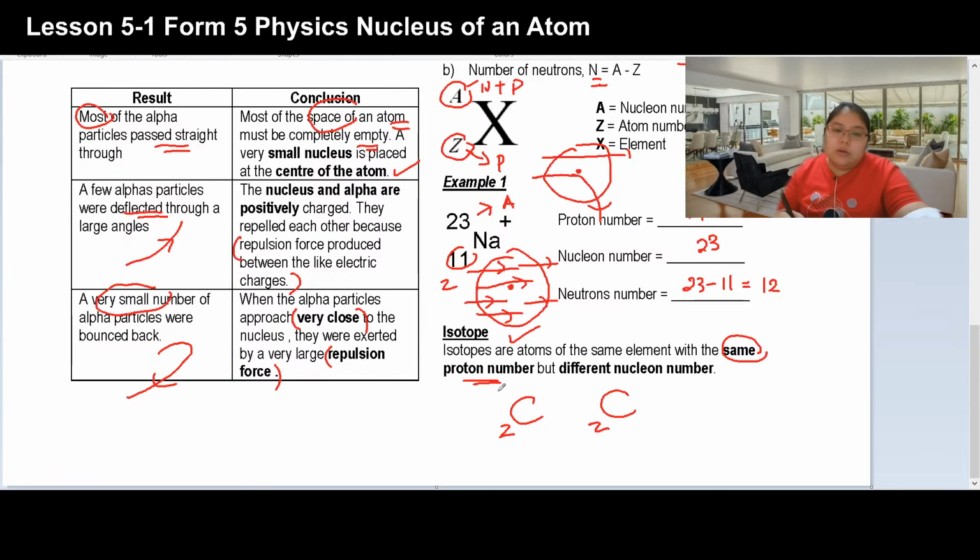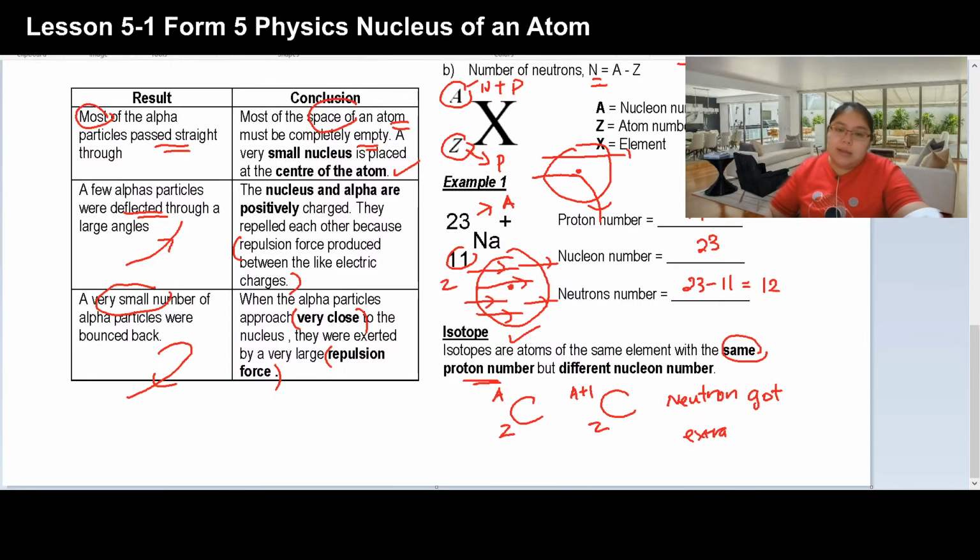Same proton number, different nucleon number. So here maybe is A, this one is the actual one, and this one is A plus 1. So this is another type, and we call it an isotope. Same element, same proton number, but different nucleon number. Different nucleon number means your neutrons got extra. So finally your neutron number becomes different, but the element stays the same. This is called an isotope.